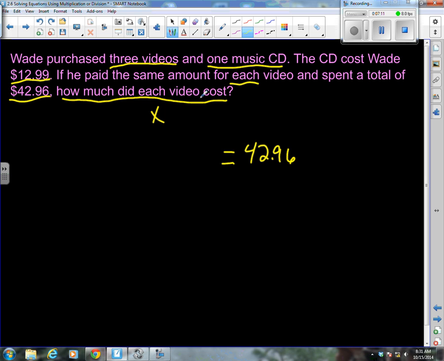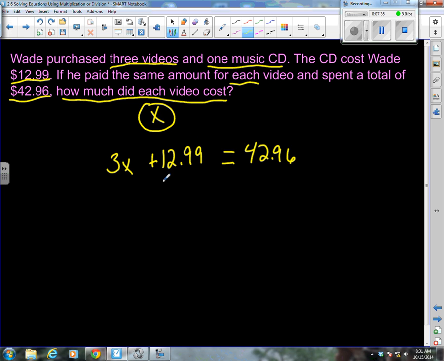Okay, so 1 music CD is $12.99. That's going to go towards our total. So we're going to add that. Okay, and if I paid for 3 videos and they each cost x, well, how do I write that? Well, it's a rate, so it's 3 times x. And I've just set up a very simple equation from a word problem.